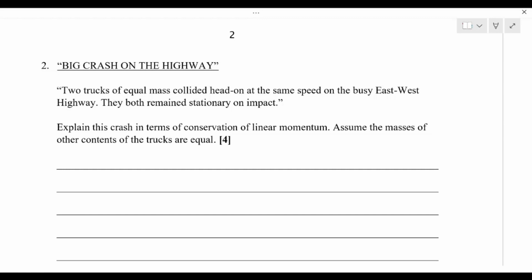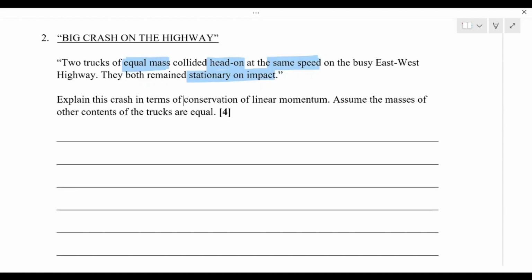Now, we're given in the information that two trucks collide, and importantly, they are of equal mass. They collide head-on at the same speed and remain stationary on impact. Now, we just stated the law of conservation of linear momentum, so we know that the total momentum before the two trucks collided must be equal to the total momentum after the two trucks collided.